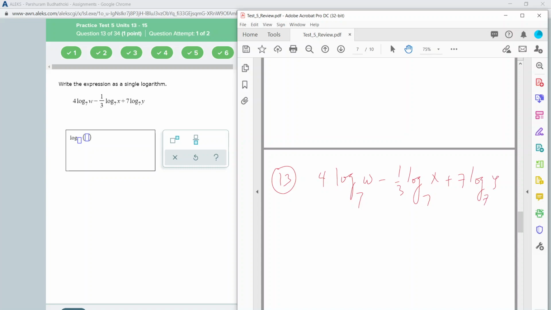So this 4, I can write as log base 7 w to the power 4, minus this 1/3, I can write as log base 7 of x to the power 1/3, and this 7 I can write as log base 7 y to the power 7. So now there is a minus sign, so in between these two you can write log base 7 w to the power 4 over x to the power 1/3, and there is a plus sign, so you have to use the product rule.